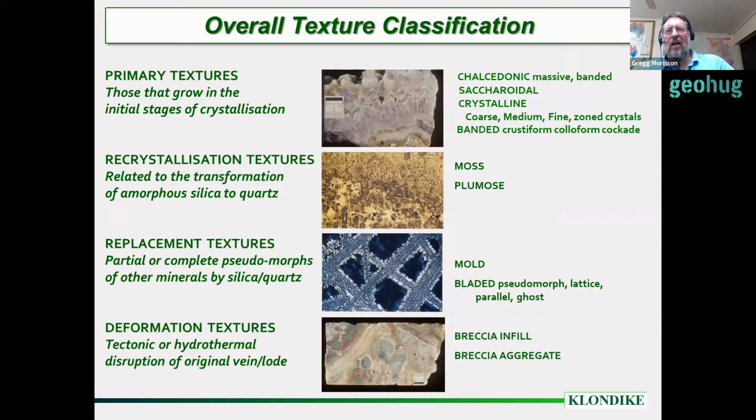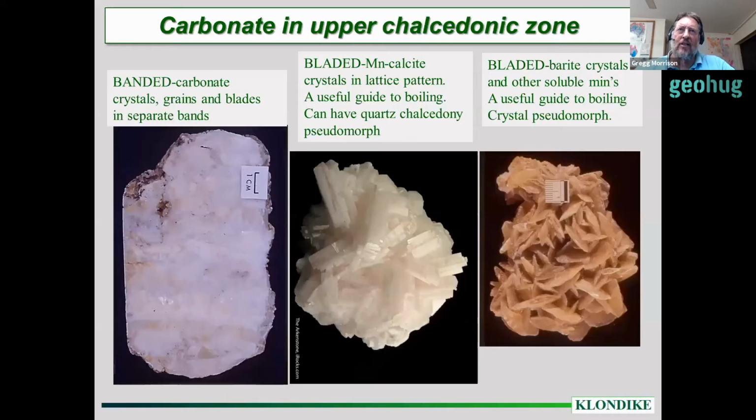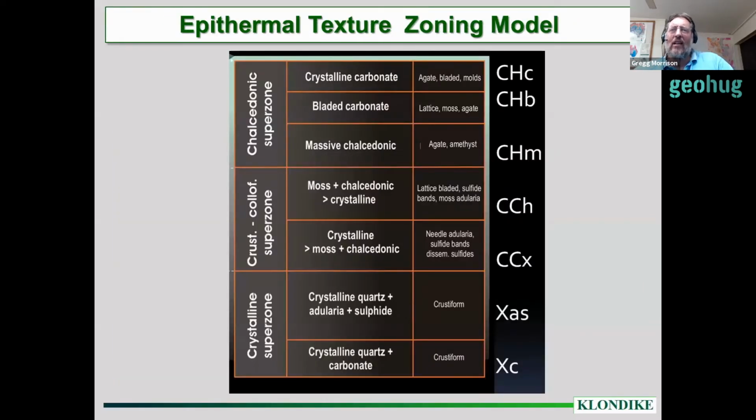rather than discussing them all in detail here, I'll show them to you in the assemblages that make up the zoning model. So here's the textural part of that cartoon, and you can see there are 3 super zones marked out on the left: an upper chalcedony dominated zone, a central Crustiform-Colloform zone, and a deep zone that's crystal dominated. Within each of those, there are subtle variations.